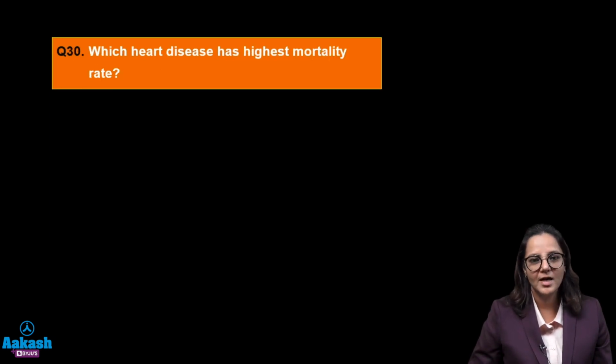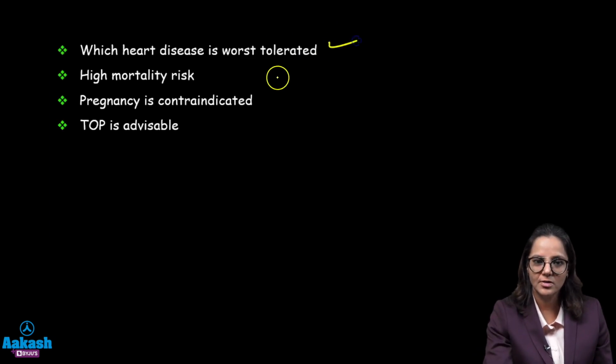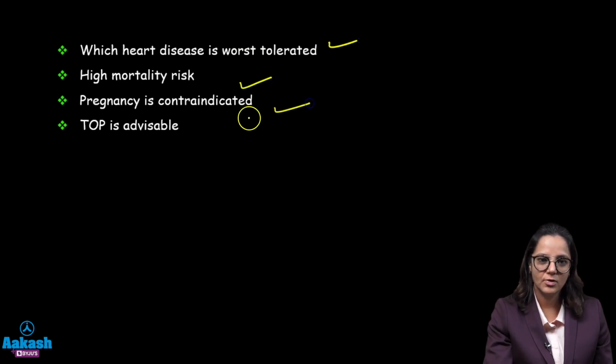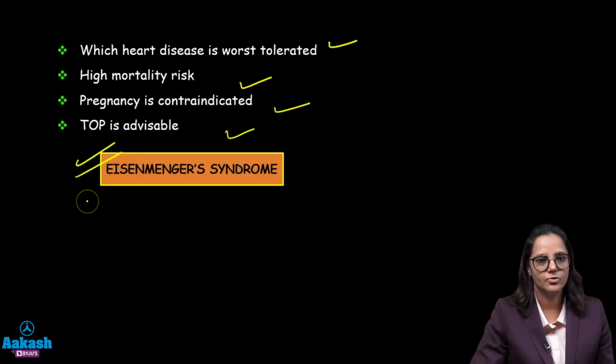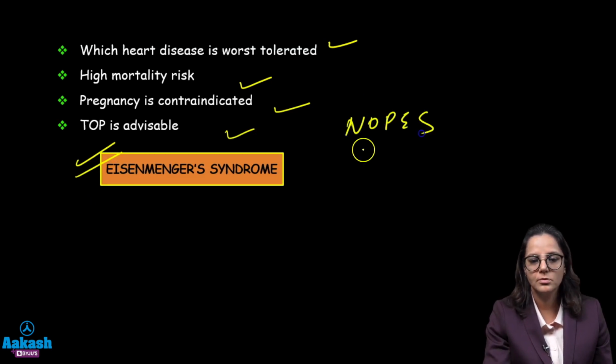The question can also be asked as, which heart disease is worst tolerated, which has the highest mortality risk, in which pregnancy is contraindicated, termination of pregnancy is advisable. So the highest mortality is seen in Eisenmenger's syndrome. Alright. So in NOPES also, your Eisenmenger's has the worst prognosis.